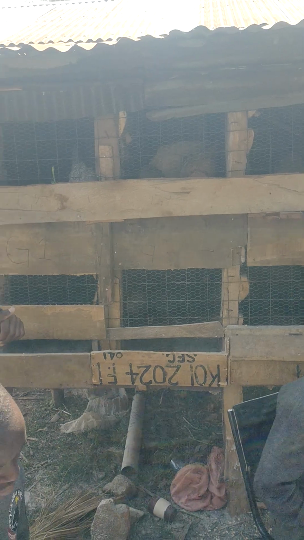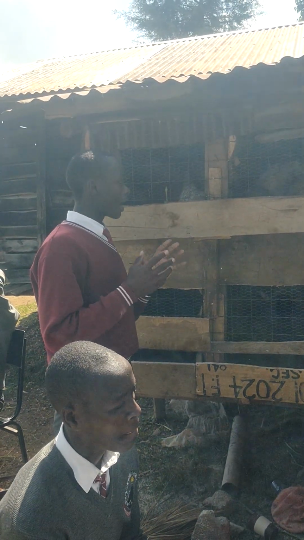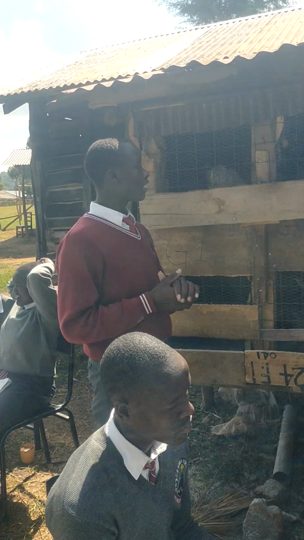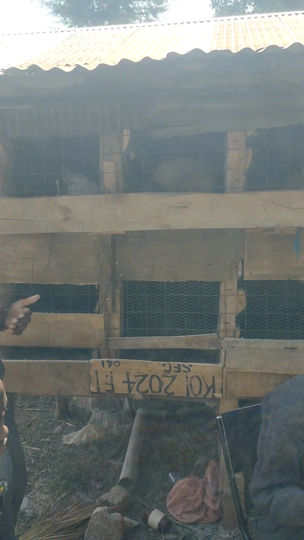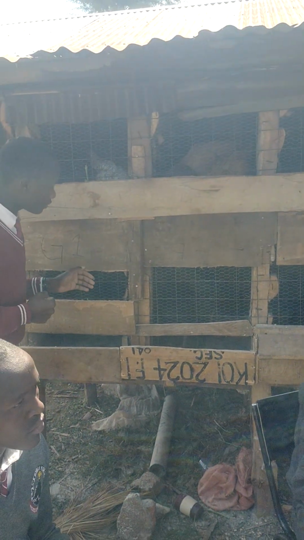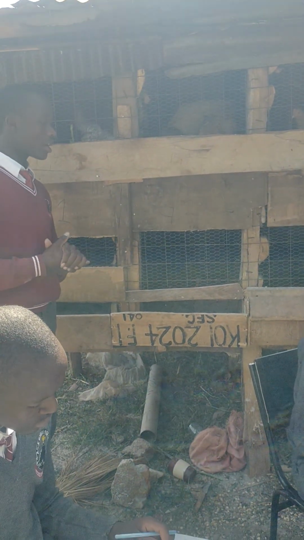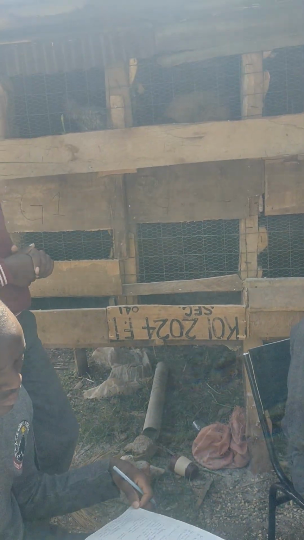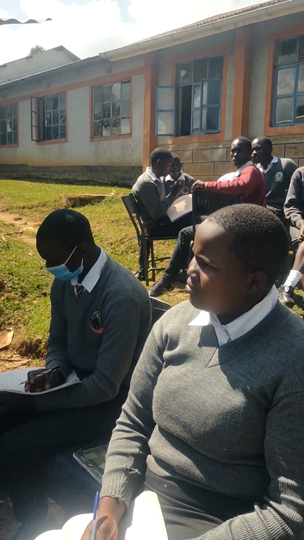The Rhode Island cocks must have a weight of 4 kgs, and then the hens must have a weight of at least 3 kgs. They have red earlobes, and they are black in color with a green sheen, that when they are directed to the sun, they are more beautiful.